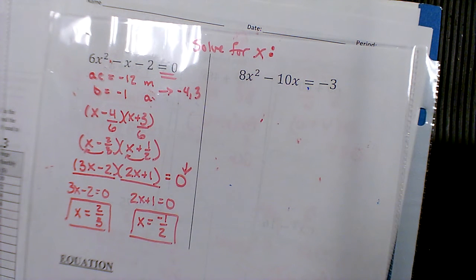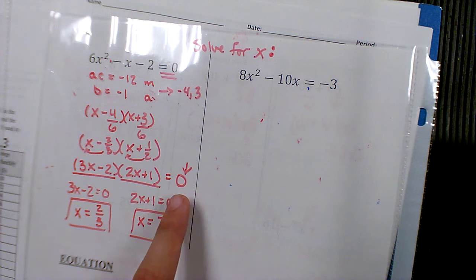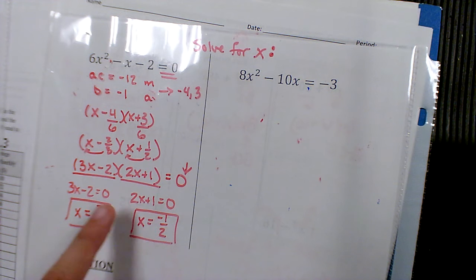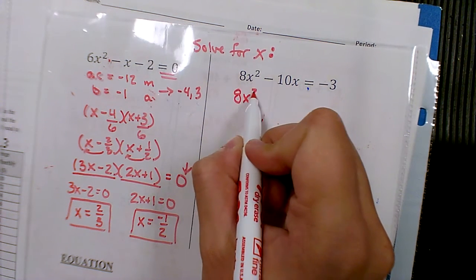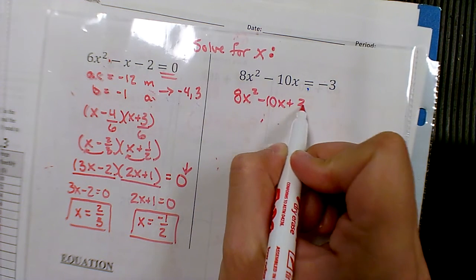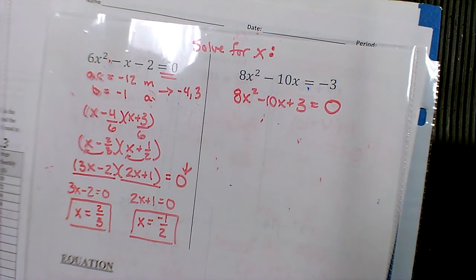Let's go ahead and try the next one. So this one's a little different, right? This one does not equal 0, but our goal is to get it equal to 0. That way we can break it up like we did the first one. So how might we get this equation equal to 0? Good, Brianna. Let's go ahead and add it over. So you may have to do a little bit of rearranging to get the equation equal to 0, but it's still possible.